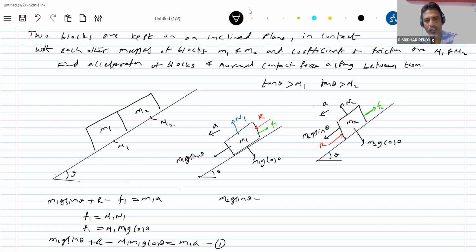Similarly, m2g sine theta minus R minus F2 equal to m2a. Let me write F2 separately. F2 is equal to mu2 N2, and N2 should be equal to m2g cos theta, so F2 is mu2 m2g cos theta. Substituting this, m2g sine theta minus R minus mu2 m2g cos theta equal to m2a.